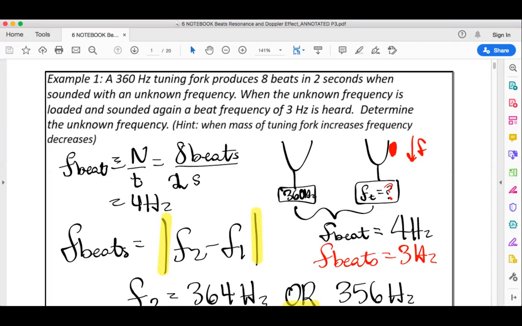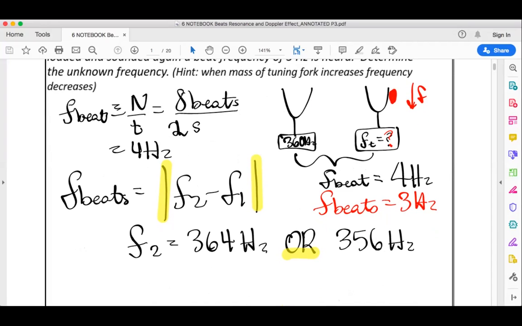Okay. So I'm drawing a diagram. We have a tuning fork, it's 360 hertz. We have another tuning fork, we do not know its frequency. And at first, when we play them together, we have a 4 hertz beat frequency because frequency is a number of events over time. So 8 beats divided by 2 seconds is 4 hertz. So the difference between F1 and F2 is 4 hertz.